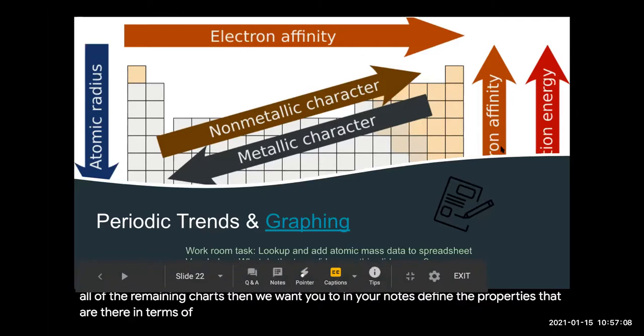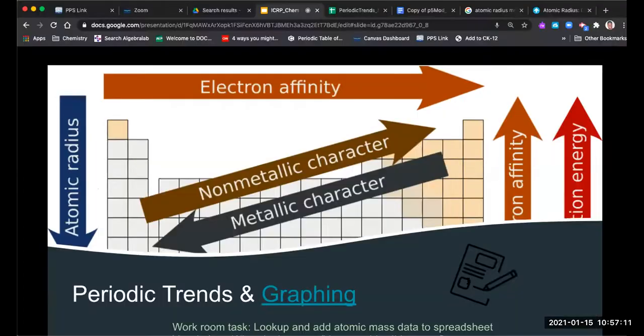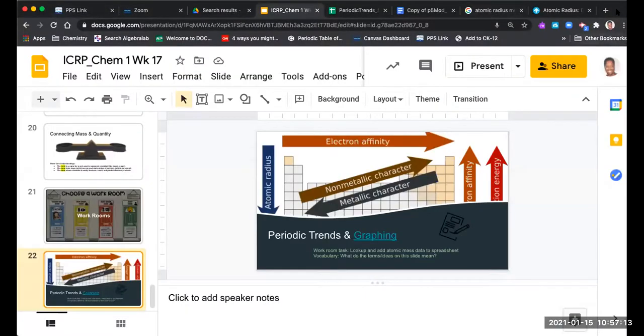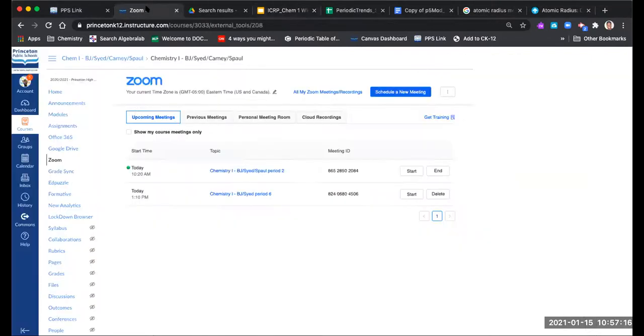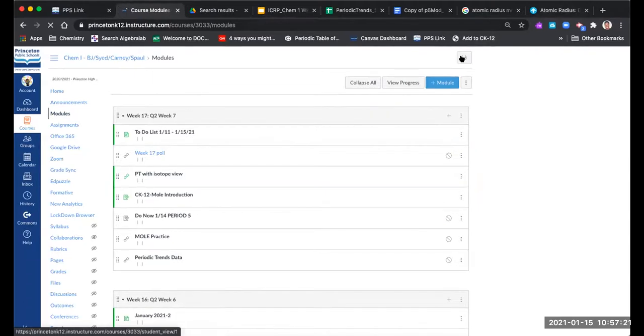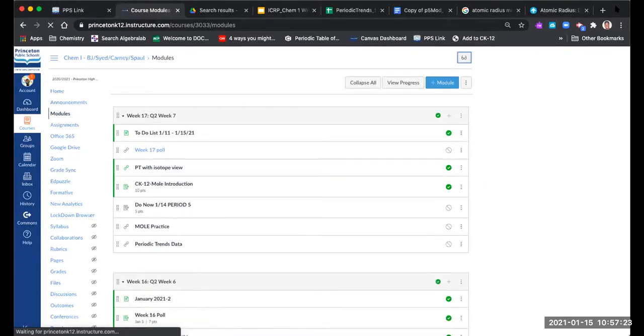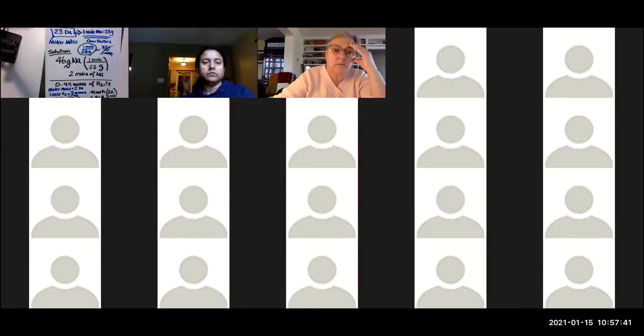In terms of understanding all of this task and how it fits, I want to make sure that everyone is clear and understands that in the module, we have added the information. Did you add the slides, Ms. Syed? I don't see them here. No, but I have added periodic trends. So here is the data if you need it. So all of this is there. This is the task that you have. Are there any questions?